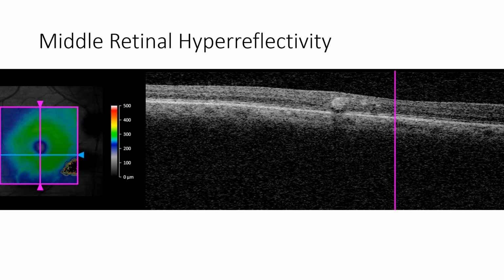Here is an example of an opacity within the middle retina. It's a large microaneurysm with adjacent exudate. The OCT shows a focal area of hyperreflectivity. There's shadowing behind the hyperreflectivity.